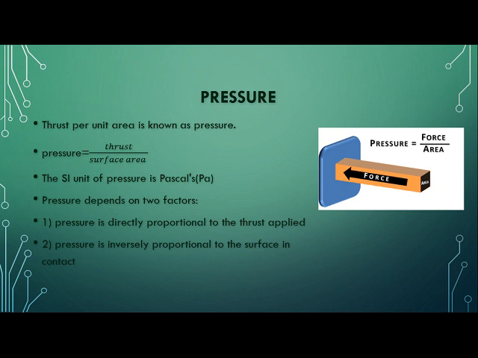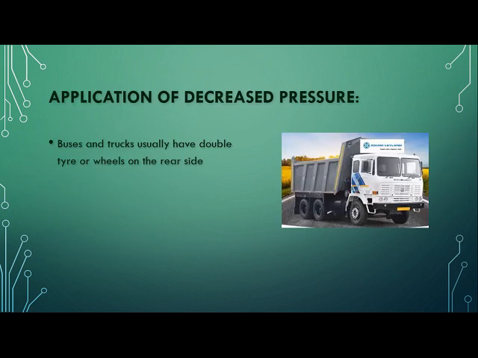Right? Next. Now children, in our day-to-day life, we use pressure in different forms, right? Sometimes the pressure has to be increased, sometimes the pressure has to be decreased. So let us understand some of the applications in our day-to-day life where the pressure has to be decreased. Now here is a picture of a truck, and children, you can see that the rear wheels have got double tires.